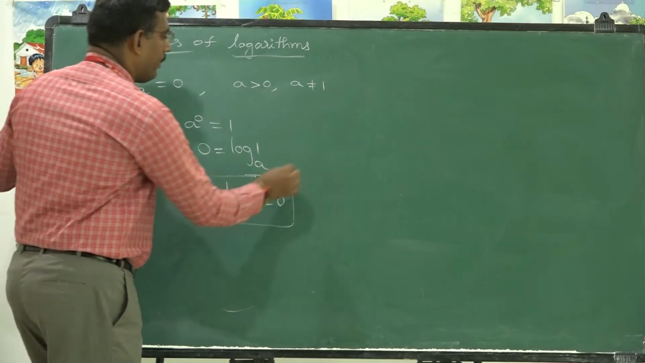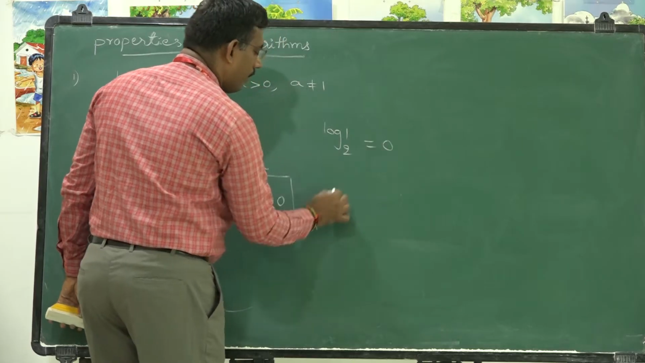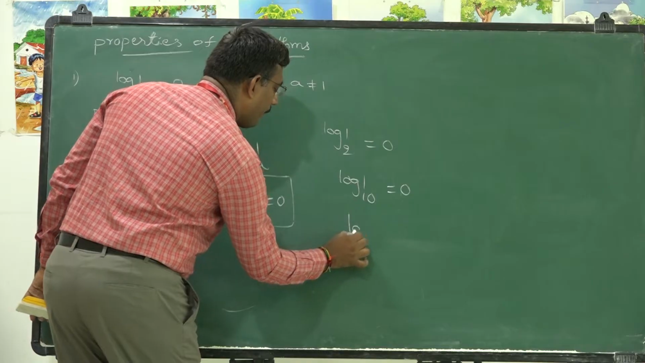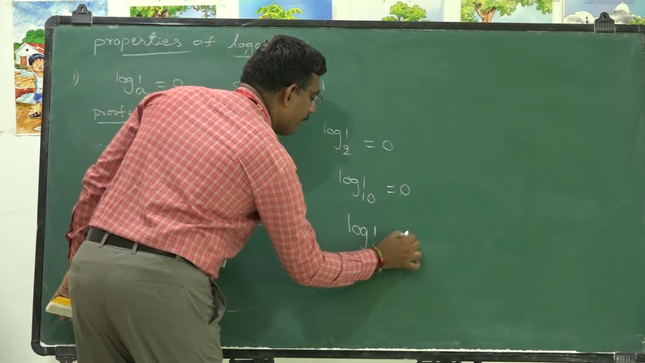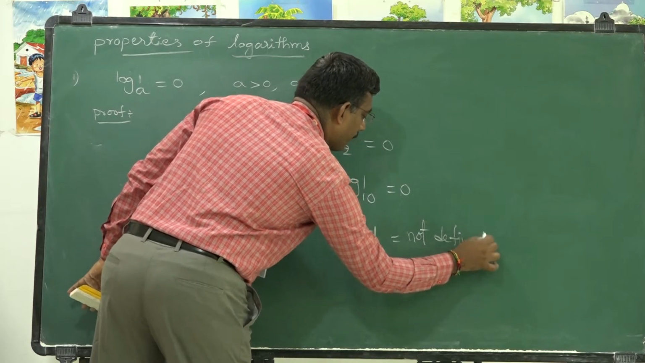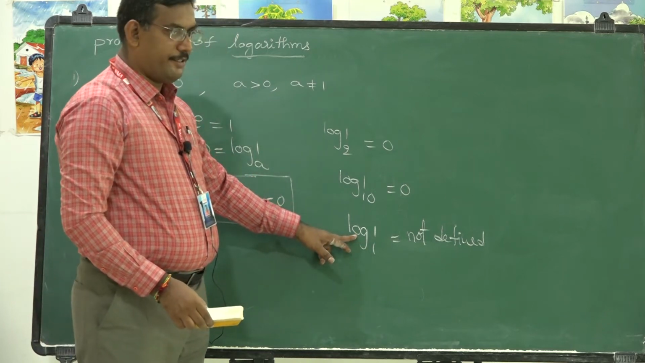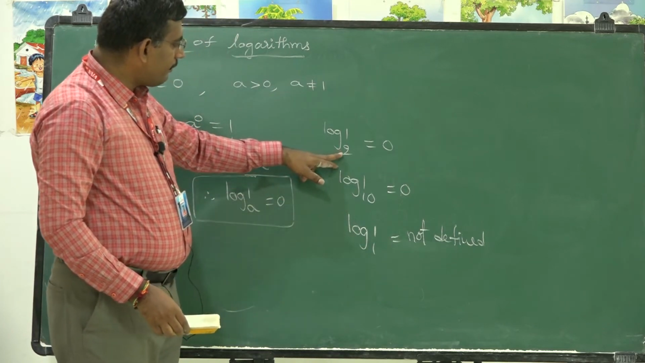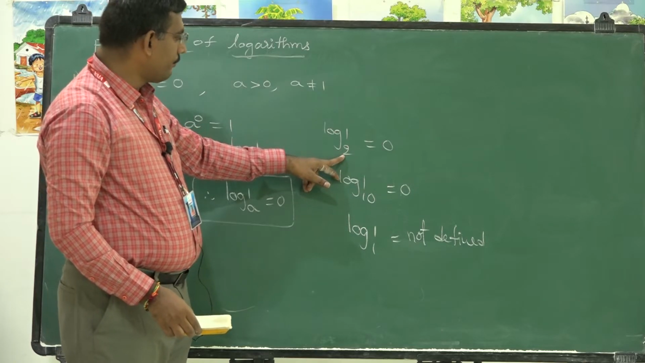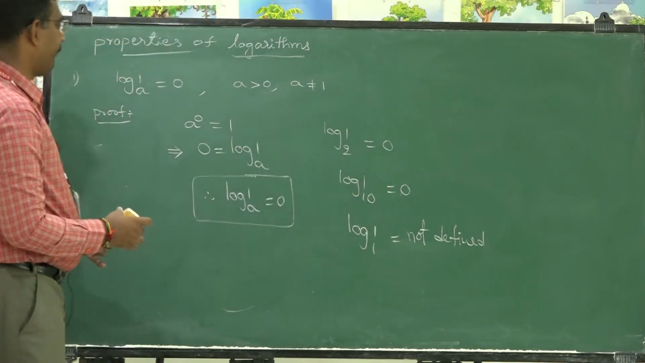For example, log 1 base 2 is equal to 0. Log 1 base 10 is equal to 0. But log 1 base 1 is not defined because the base is 1. If the base is 1, the logarithm is not defined. The base must be greater than 0 and not equal to 1. So log 1 base 2 is equal to 0, log 1 base 10 is equal to 0.